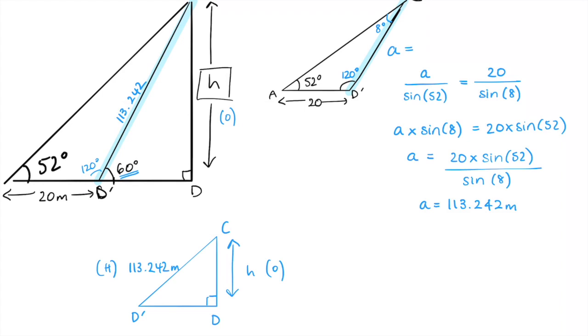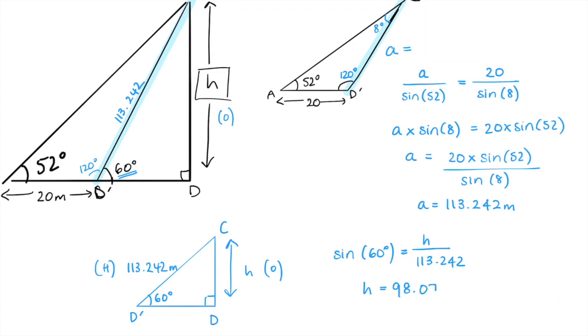So we can use our sine ratio again here. We know that this angle is 60 degrees. So I'm going to say sine of 60 degrees is equal to our opposite, so that's h, divided by 113.242. Solving for h, I'm going to get h is equal to 98.07 meters.